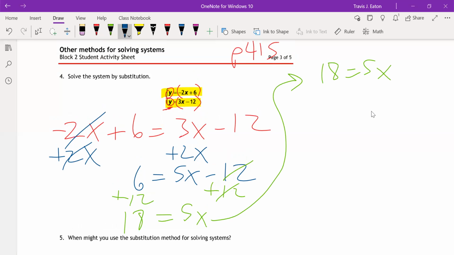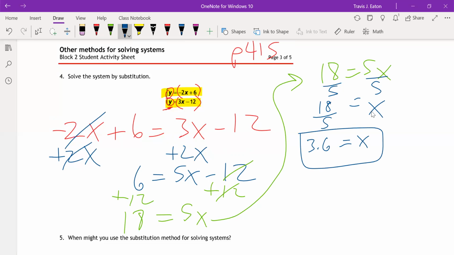Now I need to divide both sides by 5, because when I do that, I get x by itself and 18 over 5. Okay, and that's basically what it comes down to, 18/5. Or if I wanted to make it a decimal, I could say, well, that's 3.6. That would be okay too. 3.6 equals x. Okay, now I know what x is.